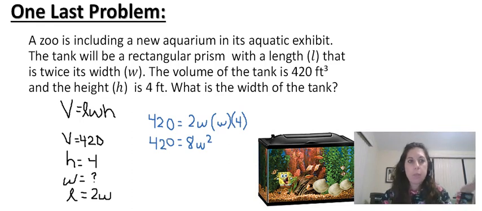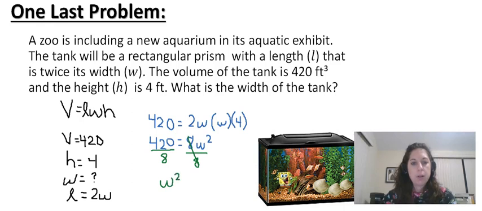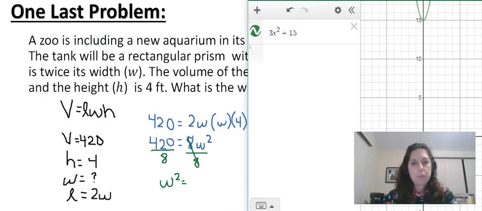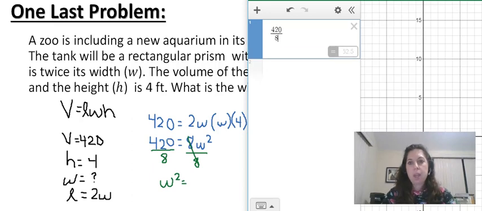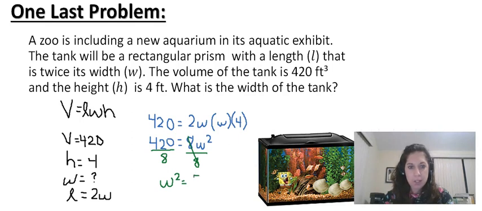Now I could solve it either by graphing or by using the square root. Let's try the square root. So let's go ahead, let's divide both sides by 8. So let's see, W squared. So 420 divided by 8. Oh, that doesn't come out even. So that's probably not the way I want to do it, but let's just keep continuing. 52.5. And then lastly, we would square root both sides.